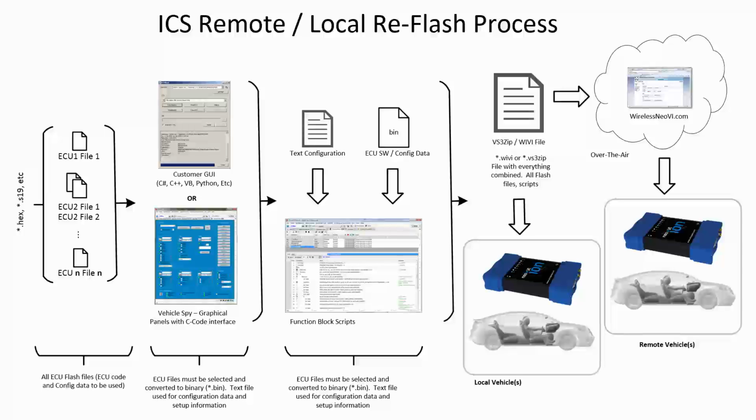Hello, this is Colt, and this video is to explain Intrepid Control Systems reflash or over-the-air reflash capability with Intrepid hardware and software. The hardware that's typically used is a neoVI ION, neoVI PLASMA, or ValueCAN RF. And the software to configure everything is Vehicle Spy 3 with the remote software on a server that's called Wireless neoVI.